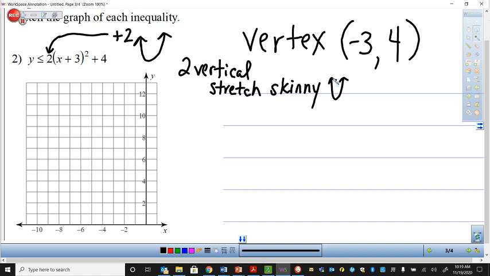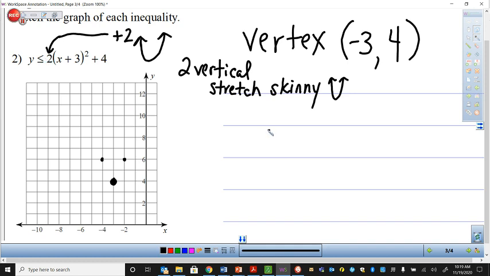Okay, so let's try to graph it. So we go to the vertex, -3, so 1, 2, 3. -3, up 1, 2, 3, 4. Okay, -3, 4 is right here. And then I'm telling you, it's going to go up and it's going to be a little skinnier since I had a 2 in the front. So I would go up 2 over 1. It's going to be about like that. It's kind of skinny. It's going to go kind of like that.